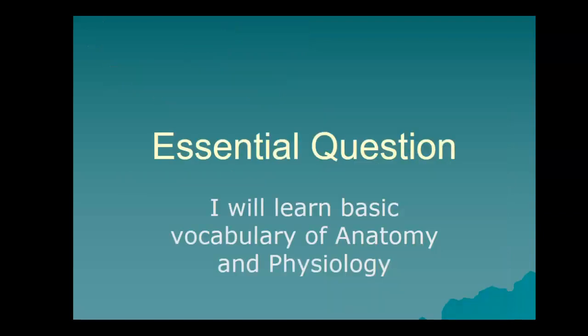The essential question for this is, I will learn basic vocabulary of anatomy and physiology. So underneath that, you need to be writing your essential question. If you are using Avid or Cornell notes, you know that there's a space for it. If you're writing on regular paper, please write it underneath your title of anatomy and physiology, okay? Please feel free also that if I am going too fast with this, that you stop this video and then you start it up when you are ready and done actually writing it out, okay?